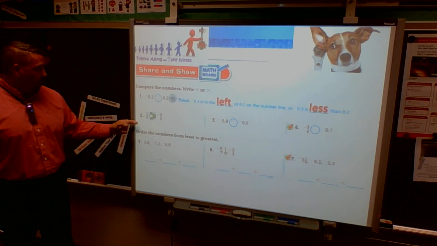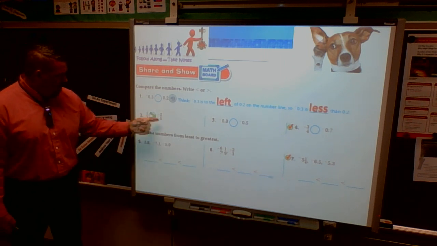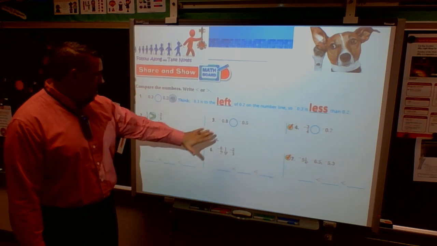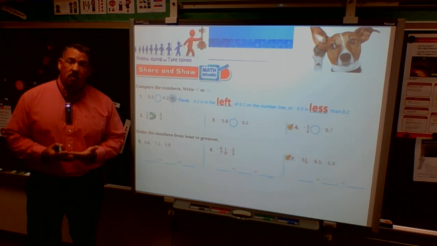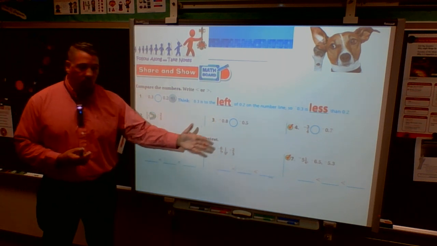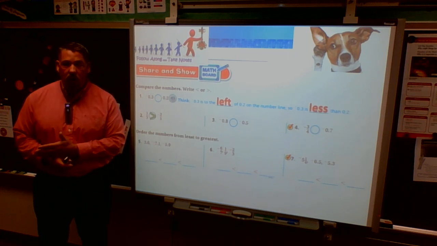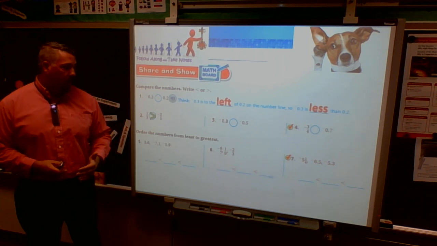In the same way on number 2, I have positive versus negative, it should point to the negative number. However, when I come down here, I have 2 negatives, don't I? So when I have 2 negatives, and they are both decimals, I just have to remember how many steps away from 0 I'm going. And the further to the left I go, the smaller the value is.